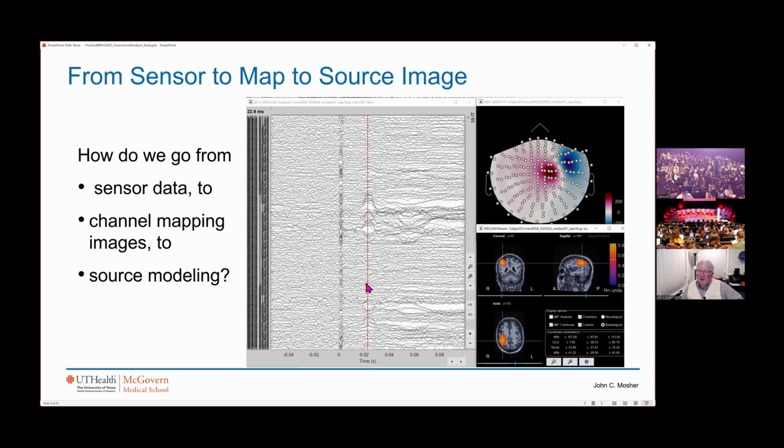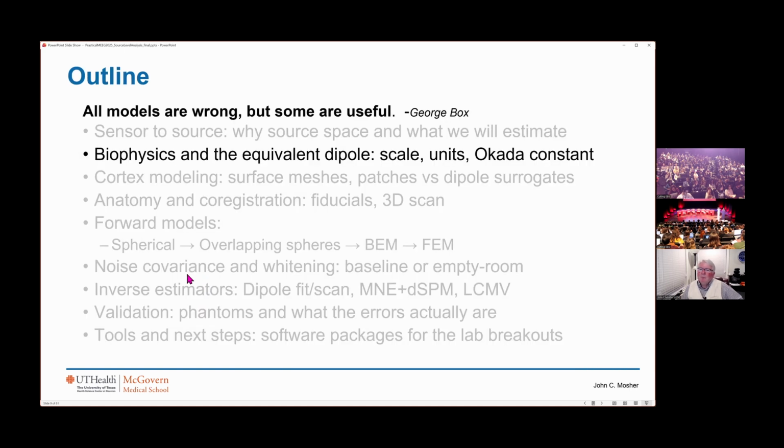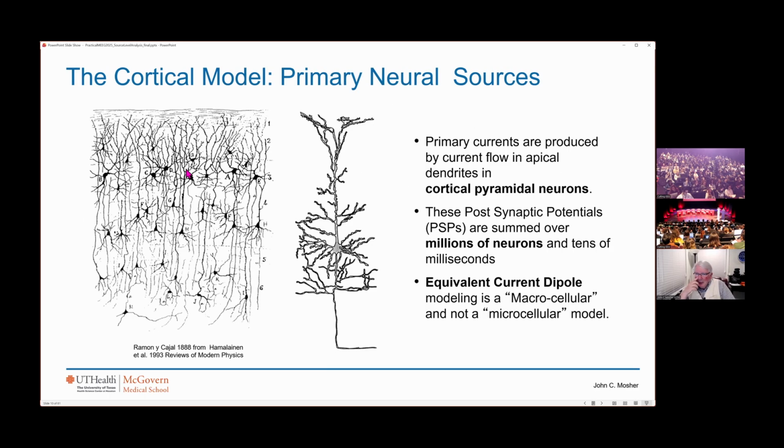As we got to these denser arrays, it really became important to try to map to a different space so we can understand the data better. So let's look at what is an equivalent current dipole. What is a dipole? I like to examine the physics to make sure that we understand there's a very real basis going on here, that what we're estimating isn't just sort of fictional or arbitrary values.